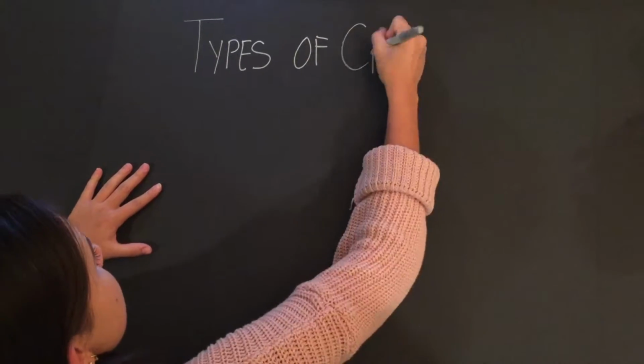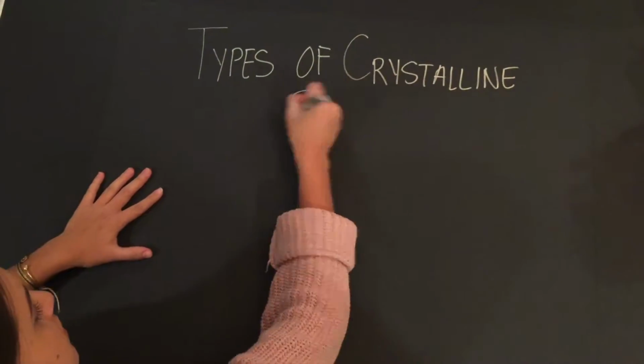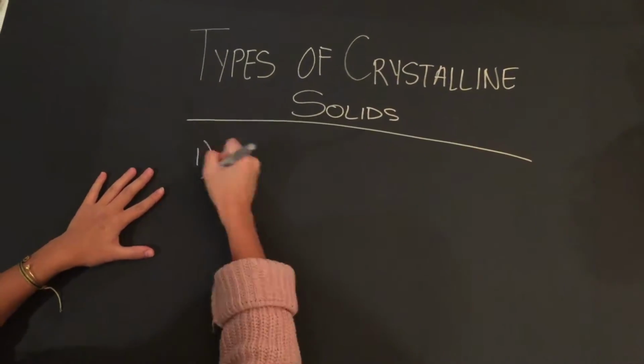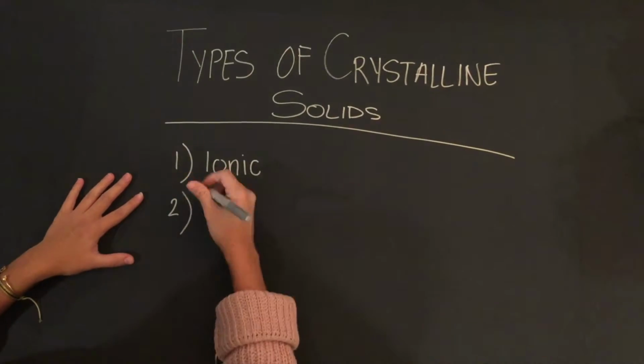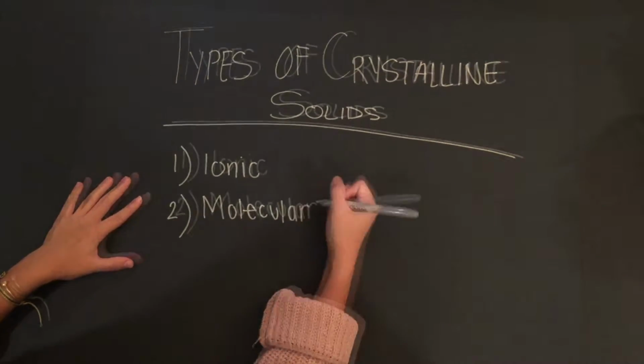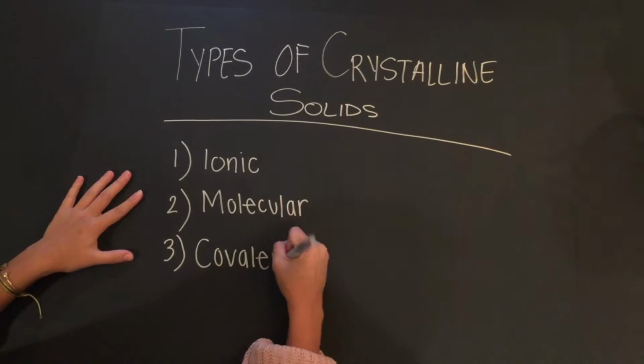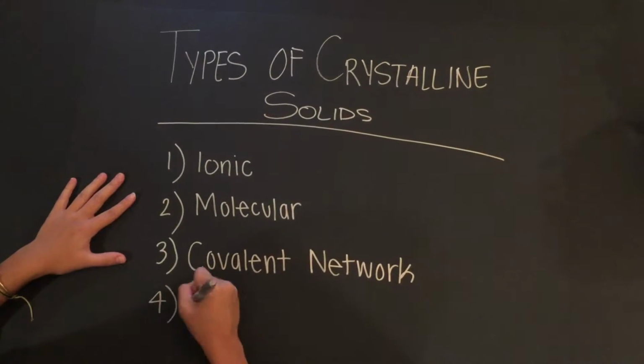Crystalline solids exist in many forms due to the different forces that occur within each. There are four types of crystalline solids. They are ionic, molecular, covalent network, and metallic.